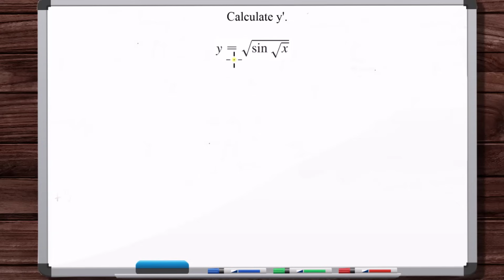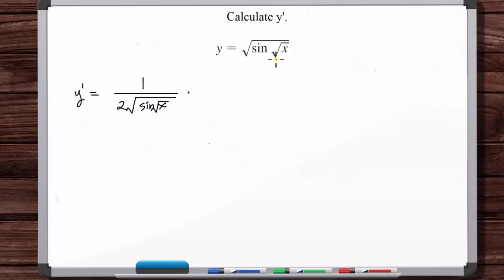Okay, we need to use the chain rule here. What is the derivative of the square root of something? This sine square root of x is just a function of x. So 1 over 2 times the square root of that something, times the derivative of that something, the derivative of the sine of square root of x.